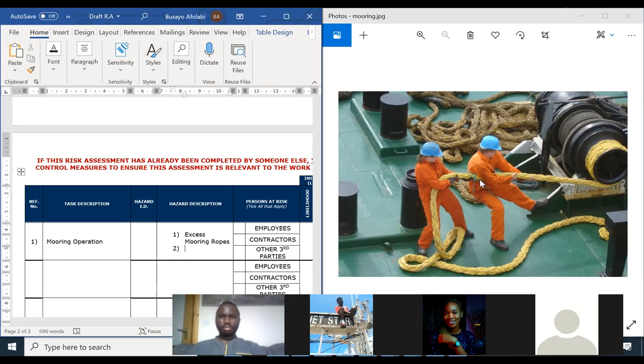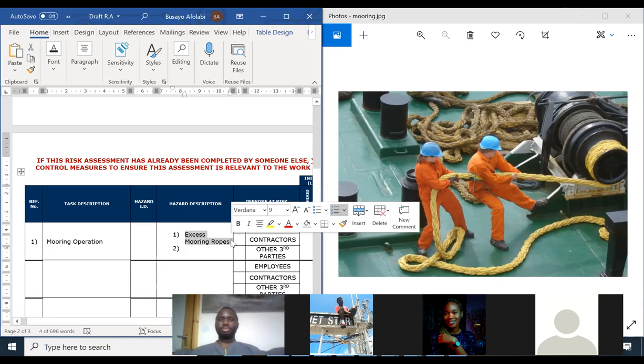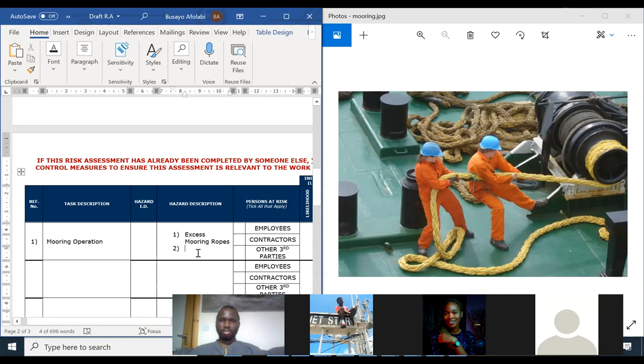So, Beatrice, give me another hazard here. Okay, the brown mooring rope. The brown mooring rope. Are you meaning the excess mooring rope that we have over there? Yes, sir. Okay, thank you. So excess mooring rope, I've already written it down as well. Another hazard.